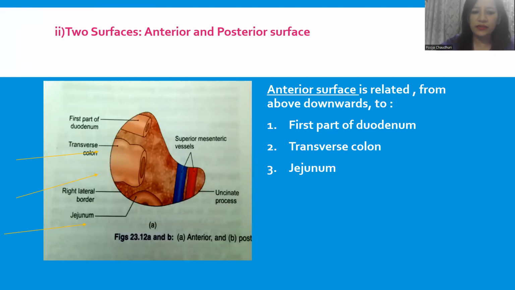Next are the two surfaces of the head of the pancreas, and how they are related. The two surfaces are anterior and posterior. The anterior surface, as we can see in the picture, is related from above downwards to the first part of the duodenum, the transverse colon, and the jejunum. This is very clear in the picture shown here.